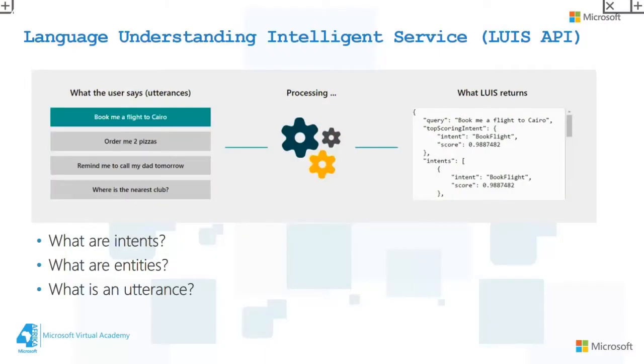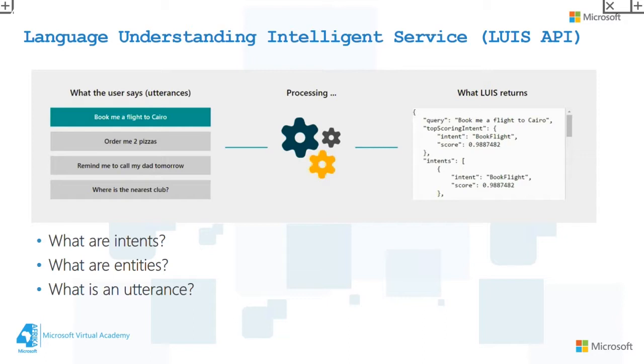The intents mainly represent the actions that the user wants to perform. It's the purpose or the goal of the user's input. And the entities are instances of a class relevant to the user intent. So for example, if I say book me a flight to Cairo, book a flight is an intent and Cairo is an entity of type location.